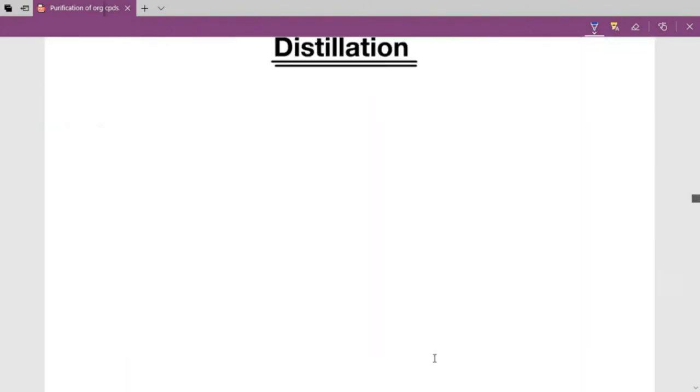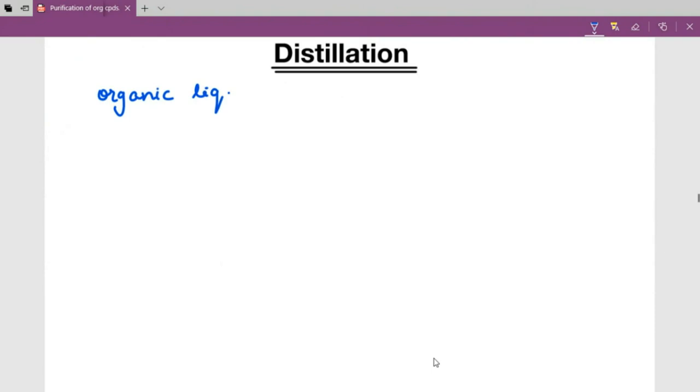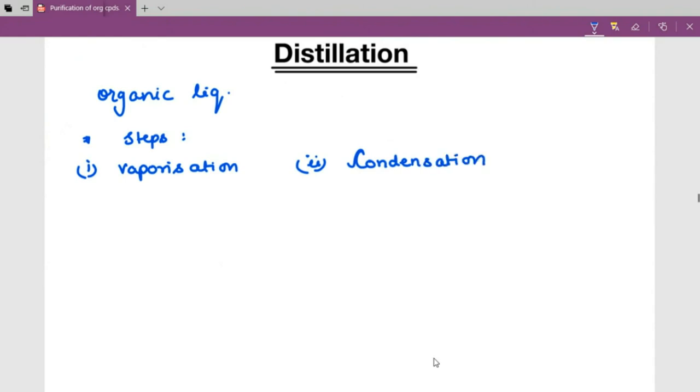Now let us come to the most important ones, distillation and chromatography. One of the most important is distillation. It is the most important for the separation of organic liquids. The two steps that we use in distillation in general: first is vaporization, and step number 2 is condensation. First, we vaporize our liquid to the gas phase, and then we condense those vapors back to the liquid state.